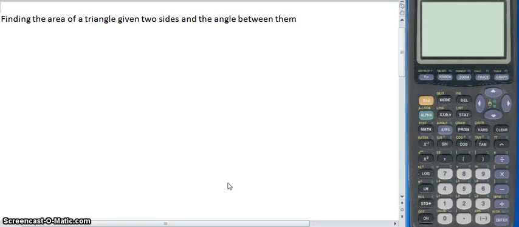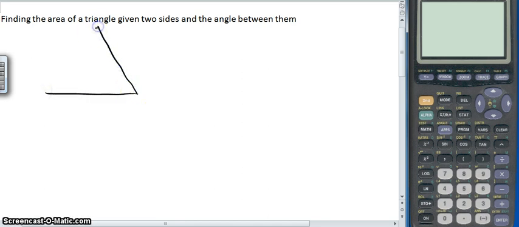Okay, in this video we'll have a look at how we can find the area of a triangle using different information. Let me show you. First things first, we'll draw a triangle, and it can be any triangle. It doesn't have to be a right angle. It can be just a regular triangle. It can be equilateral. It can be anything you like.